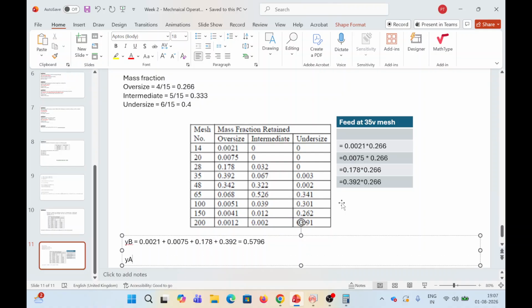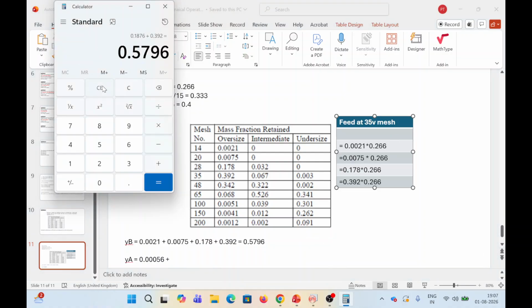Now YA is the addition of all this. This is for the feed. I had calculated the value previously, so let me just check once. It is 0.0056, sorry, 3 zeros. It's the multiplication of these. So let me just show that for one value alone.